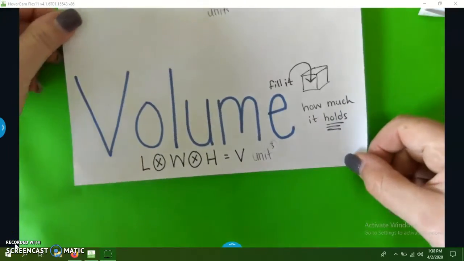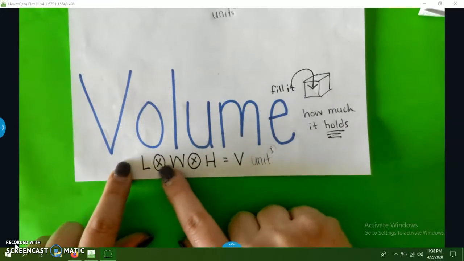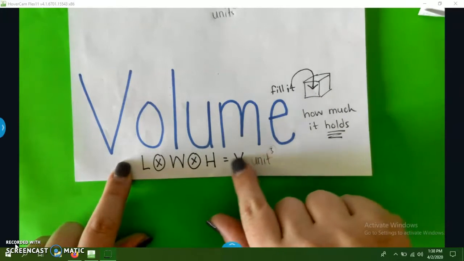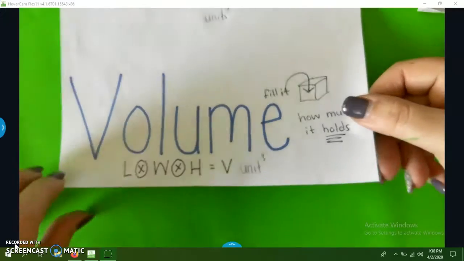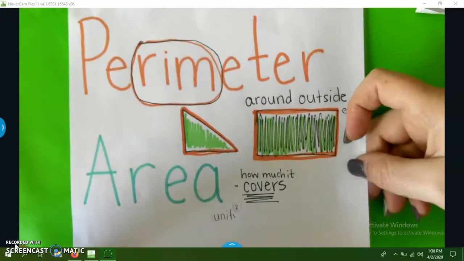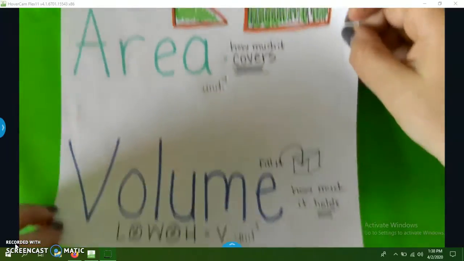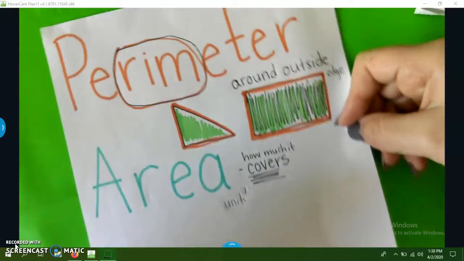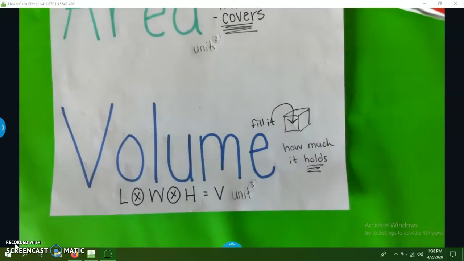So now you should be able to calculate the volume of any 3D shape. Length times width times height will give you a number of units cubed. And then based on our other video we did, you should be able to also find perimeter and area of any flat rectangle, square, or triangle. So at this point, we should be able to calculate all 3 of these, perimeter, area, and volume, where needed.